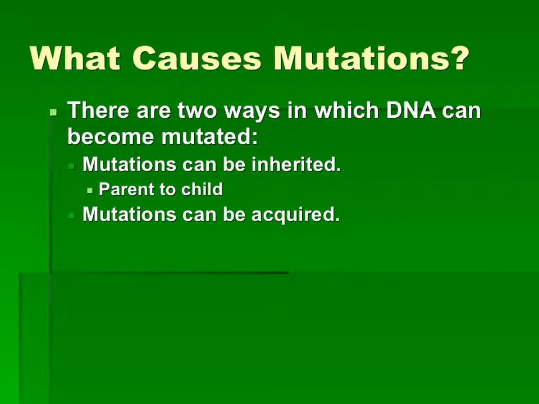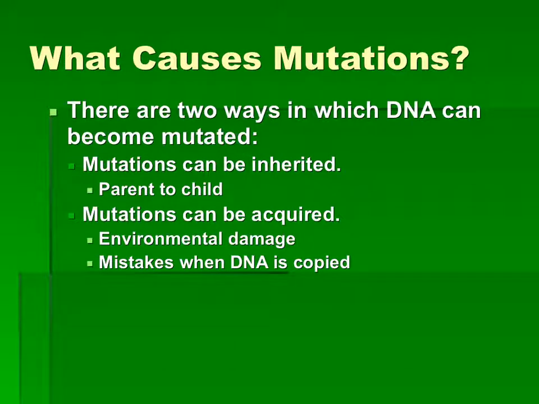But mutations can also be acquired, and we do a lot of things to our bodies that could cause mutations to occur. Environmental damage. Number one would be exposure to the sun. Number two would be smoking. And number three would be a diet. So, believe it or not, what you eat can cause changes in your DNA. And then simply there can just be mistakes that happen when the DNA is copied. You have so much DNA in your body, mistakes are bound to occur. But luckily, most of them are not harmful, and we don't even know they happen.